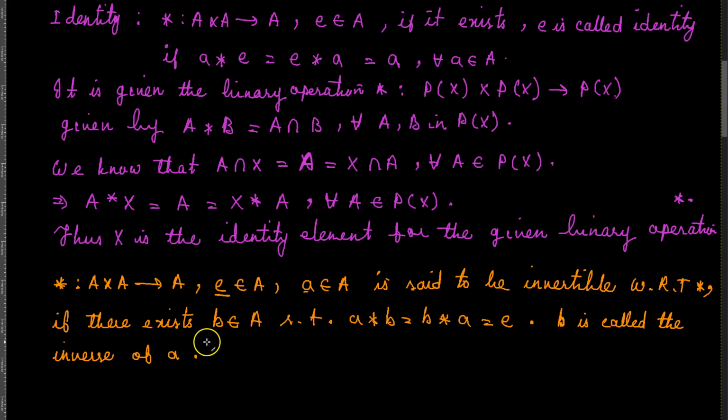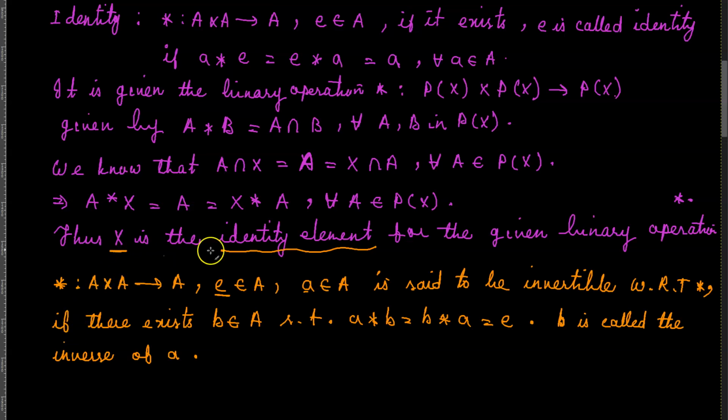Now what that means is that you need to find some element, for example A, such that if you take the star of that element with some other element B, the binary operation is equal to B star A, and that is equal to E. And E, we found, is the identity element for this operation, which was X.